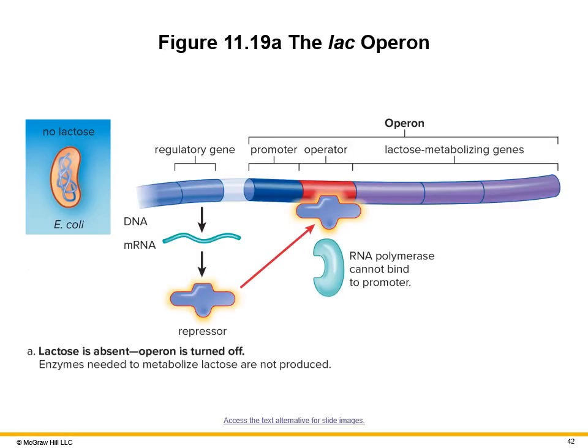So here we see the lac operon, which is a series of genes, and also the promoter and operator and the regulatory gene. So if the E. coli does not have lactose in the environment, a repressor is going to bind to the operator, and this prevents the RNA polymerase from binding to the promoter in order to transcribe the lactose metabolizing genes.